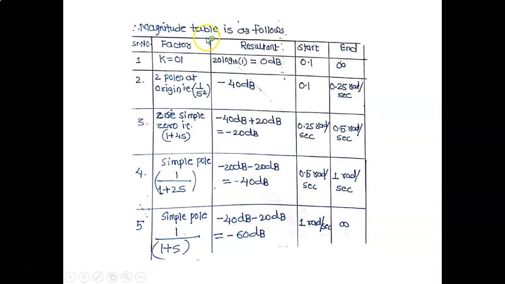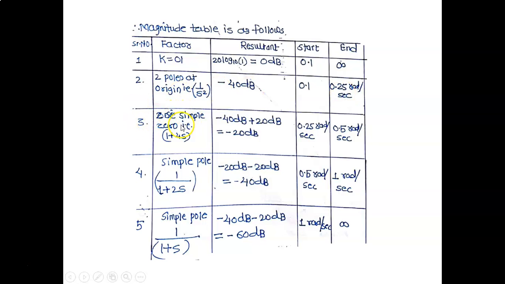Magnitude plot table: serial number, factor, resultant slope, start, end. Our first factor K is equal to 1, therefore 20 log of 1 to the base 10, therefore 0 dB. Starting point is 0.1, end point is infinity. This line is parallel to the x-axis. Second, 2 poles at origin, that is 1 upon s square. 1 pole contributes minus 20 dB, therefore 2 poles will contribute minus 40 dB, so the resultant slope is minus 40 dB. Starting point is 0.1, end point is 0.25.